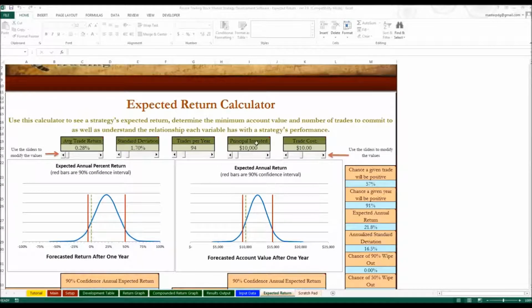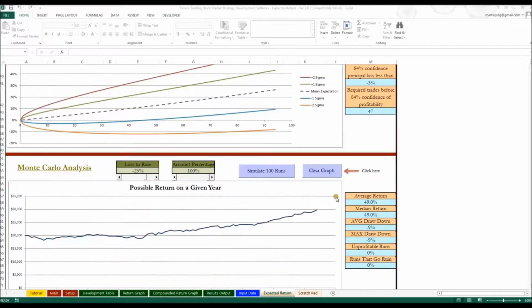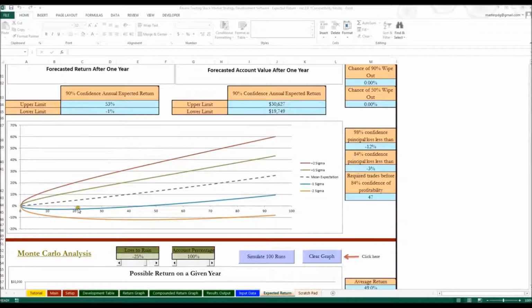Another thing we could do is maybe change the principal invested. If we change the principal invested to $20,000, for example, we can see that it pulls the 1 standard deviation line up even further. Now we only need to trade 47 trades, in other words a half a year, in order to be 84% confident that we're going to be profitable on the year.